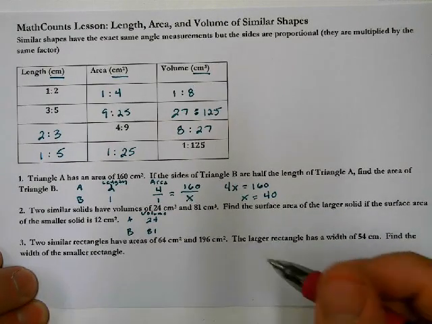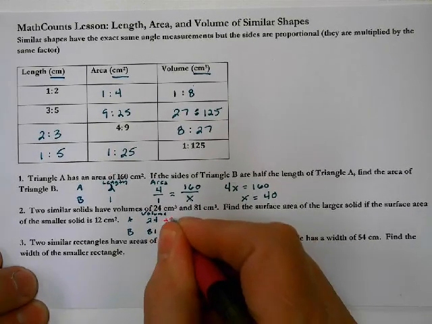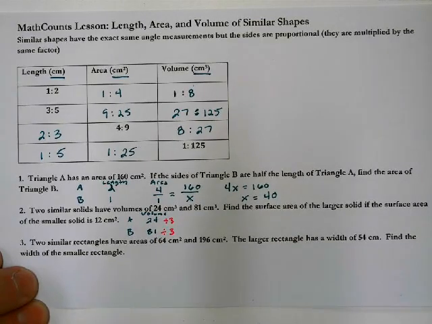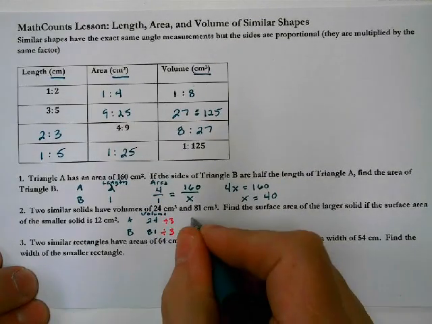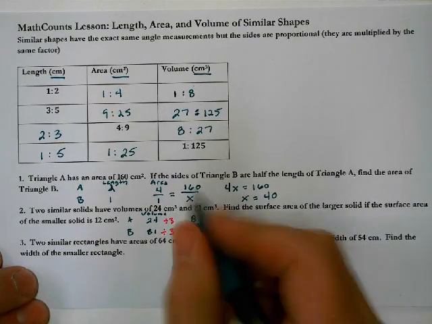Let's see what will go in. 3 will go into these. So 3 goes into that. 3 goes into this. And it ends up being 8 over 27. Okay, so those are the volumes.